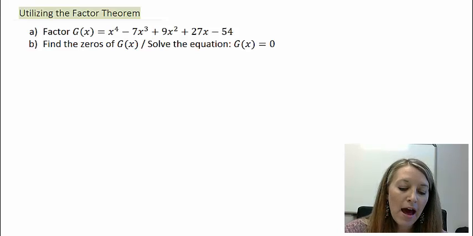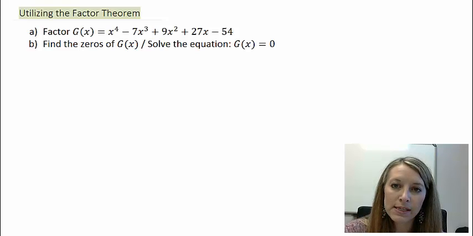Of course, after we factor it, then to find the zeros in part B, or to solve the equation when we set it equal to 0, that's going to be no big deal. We just take one extra step to get that done. So back to part A. How do we actually factor this?